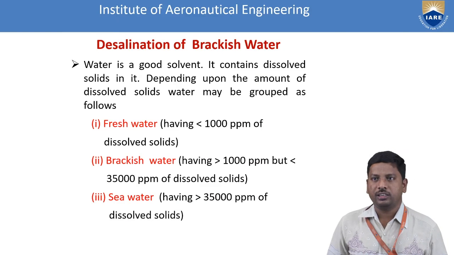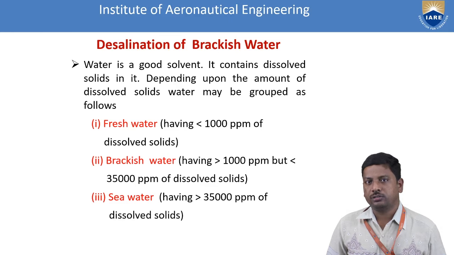So first of all, desalination is used especially for water. Water is a good solvent. It contains many amounts of dissolved salts. Depending upon the amount of dissolved solids, water may be classified into three types, that is mainly fresh water, brackish water, and seawater. That means depending upon the salts present in the sample of water, it can be classified into three types.